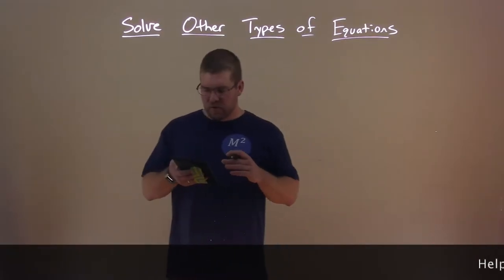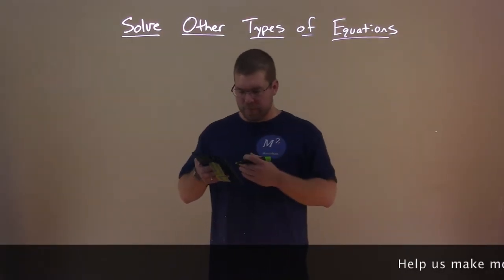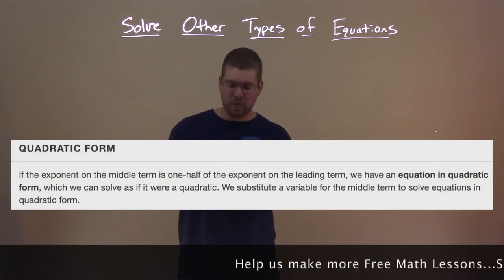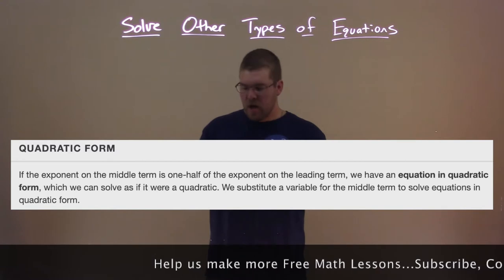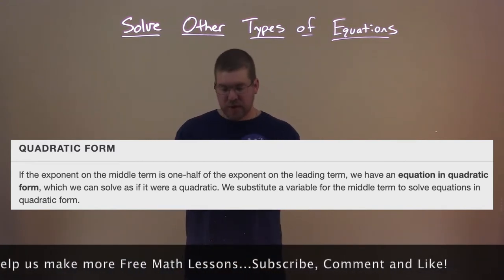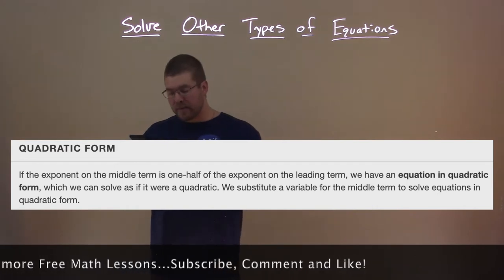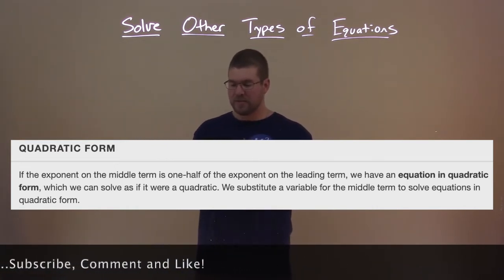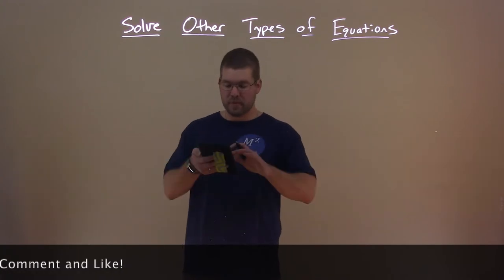Okay, so let's first talk about the quadratic form. If the exponent of the middle term is 1/2 of the exponent on the leading term, we have an equation in quadratic form, which we can solve as if it were a quadratic. We substitute a variable for the middle term to solve equations in quadratic form, okay?